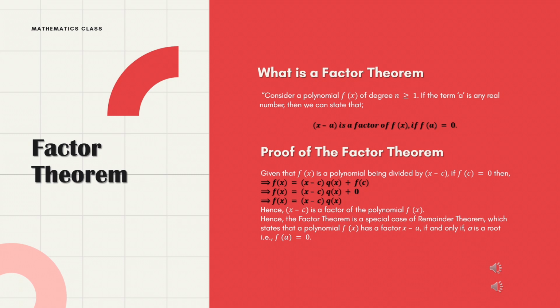Given that f(x) is a polynomial being divided by x minus c, if f(c) equals 0, then f(x) equals (x minus c) q(x) plus f(c). Next, f(x) equals (x minus c) q(x) plus 0. Lastly, f(x) is equal to (x minus c) q(x). Hence, x minus c is a factor of the polynomial f(x). The factor theorem is a special case of the remainder theorem, which states that a polynomial f(x) has a factor x minus a if and only if a is a root, f(a) equals 0.